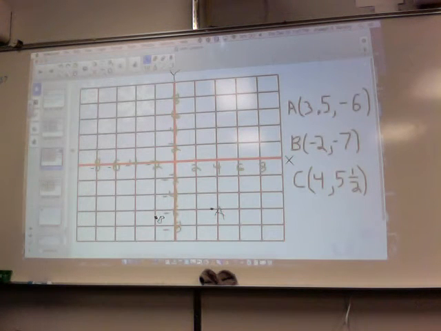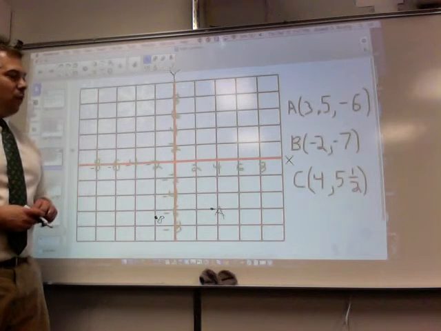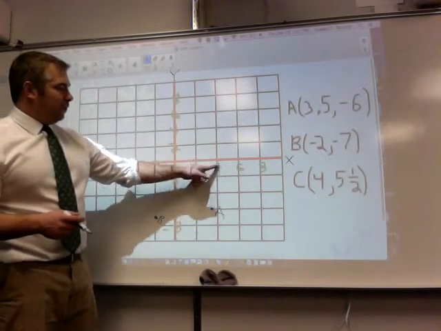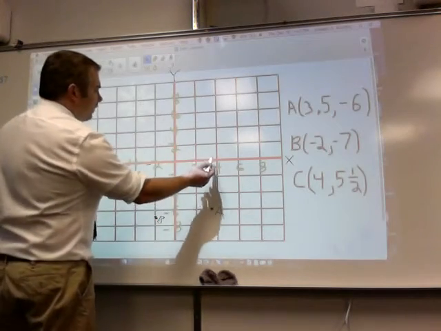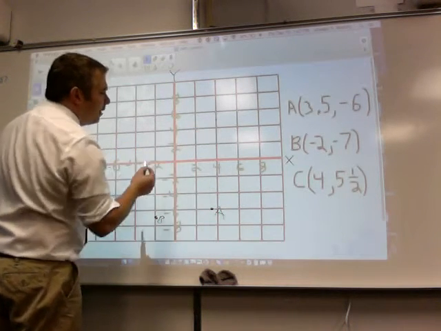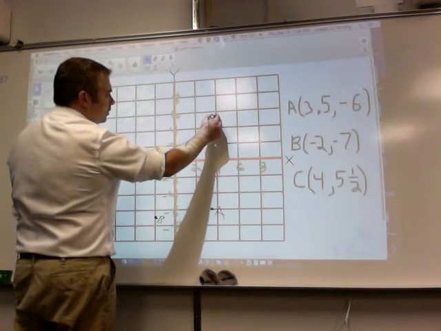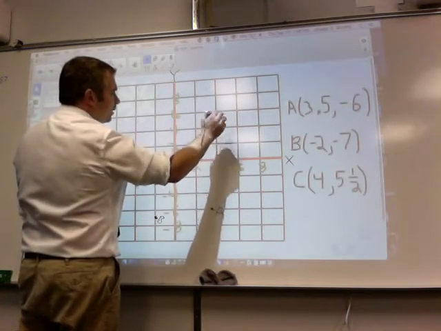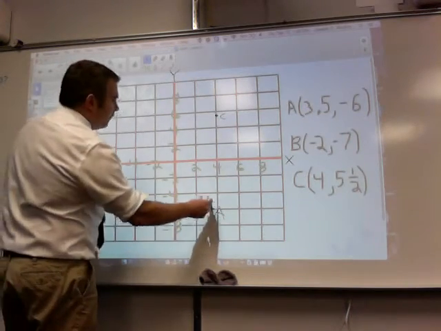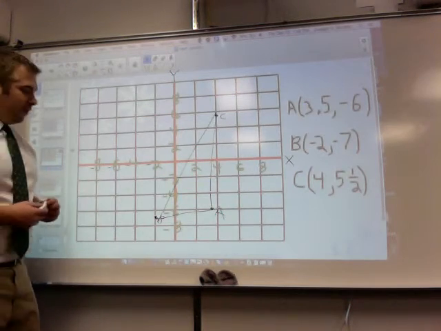Last but not least, I have my C, which is 4 on the x and 5.5 on the y. So I go to 4 on my x, 2, 4, and then I have to go up to my 5, 2, 4, 6 is too far. 5 would be right there in the middle, but it's not just 5, it's 5.5. So it's going to be in between those 2 points. It'll be right there, and there's my C. So I plotted my A, B, and C. You can connect the dots if you feel so inclined and make a triangle. That's up to you, but you don't have to do that for me.